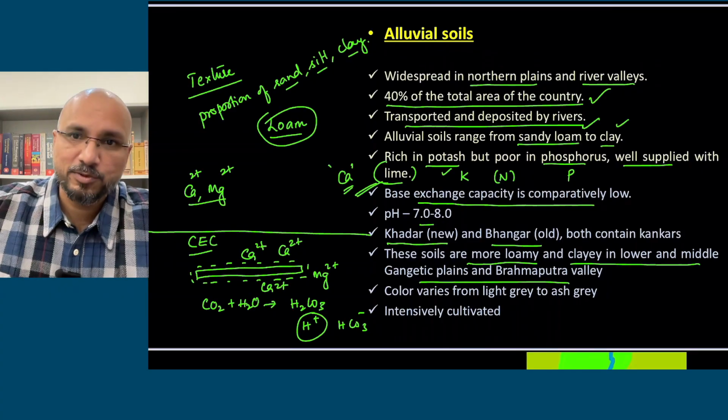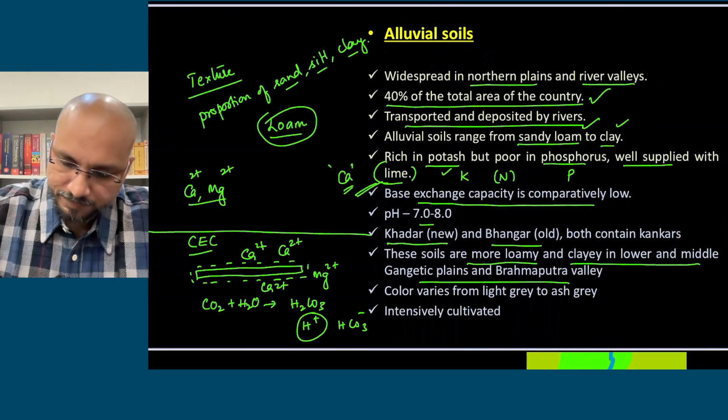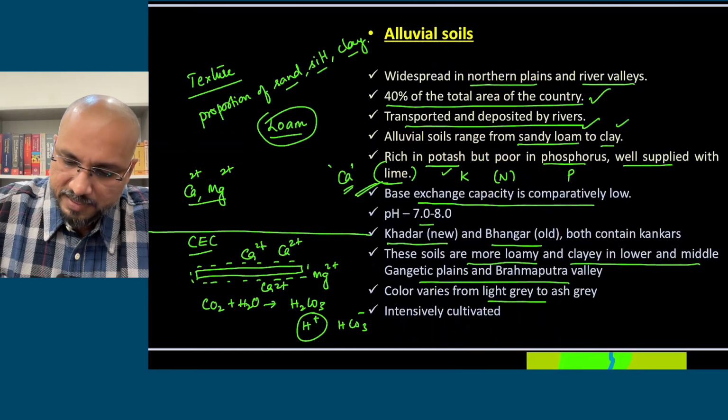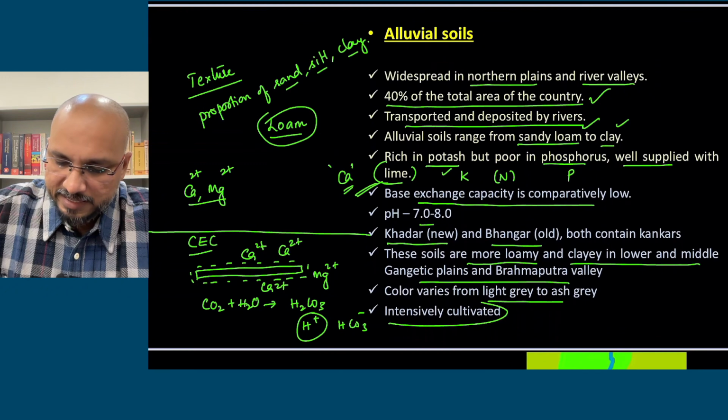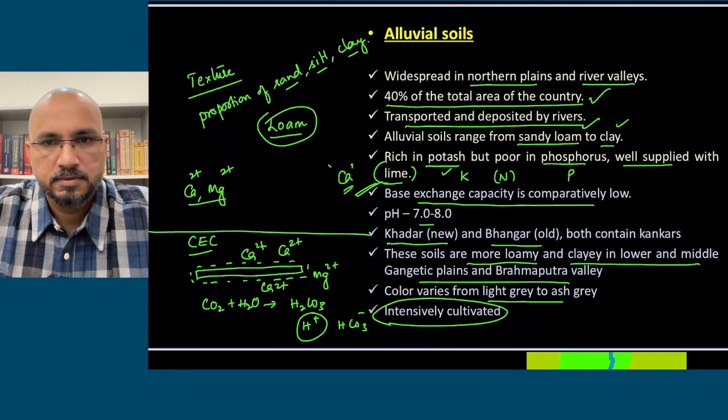So where will you find more clay, or loamy and clayey soil? In the middle and the lower Gangetic plain. Color varies from light gray to ash color, and these are intensely cultivated soils.